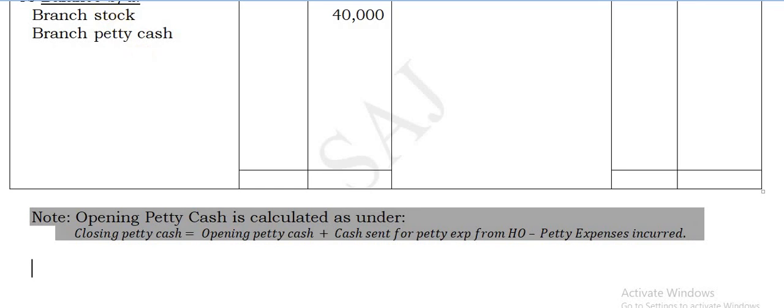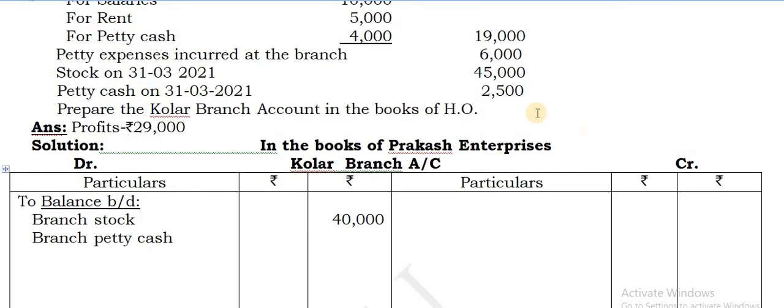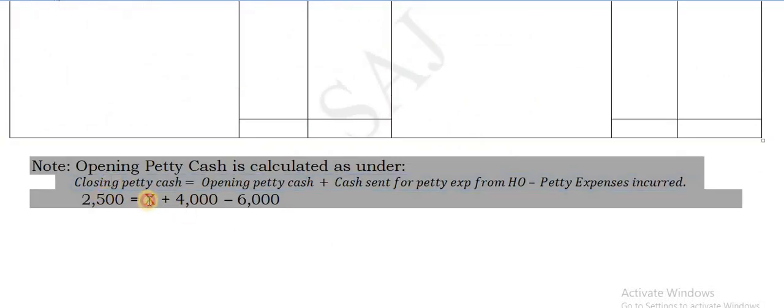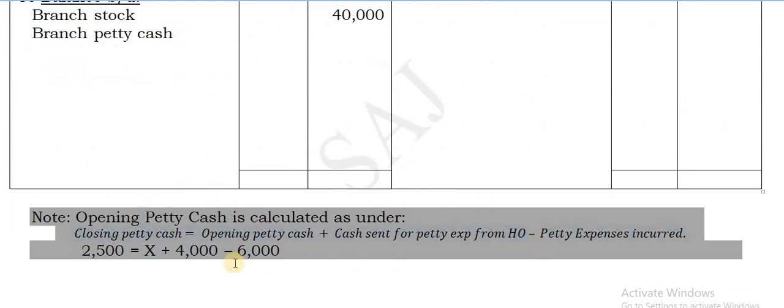Okay, now substitute only what we know in this. What and all you note here? See, 2,500 closing value is given. Take that 2,500. Okay, opening cash we don't know. Make it as X. Then 4,000 cash sent, that is given, 4,000 rupees. This is the 4,000 received, and what is the expenditure? 6,000. Right.